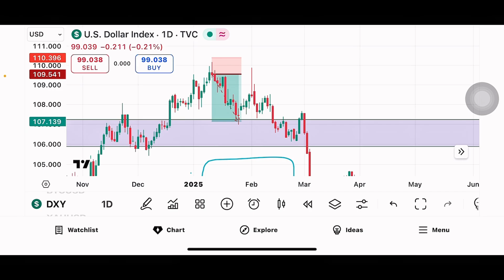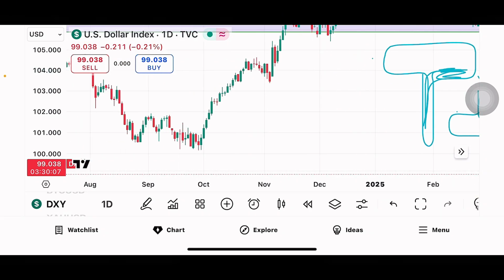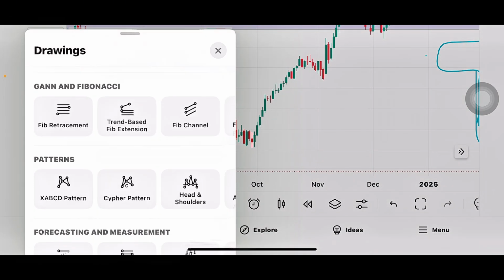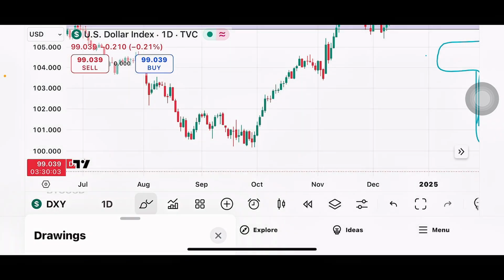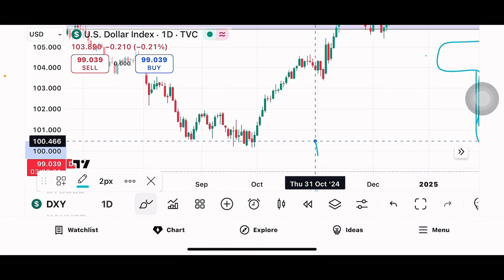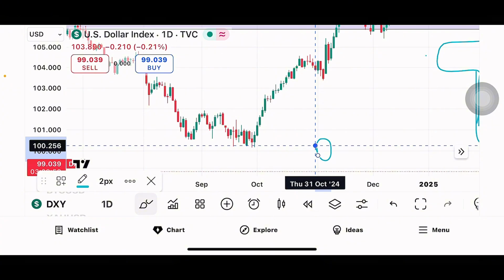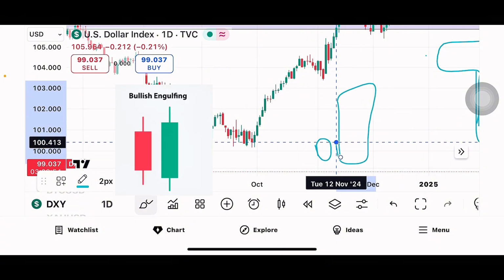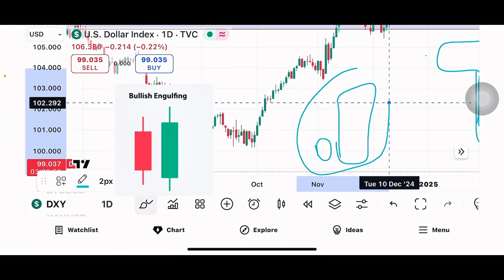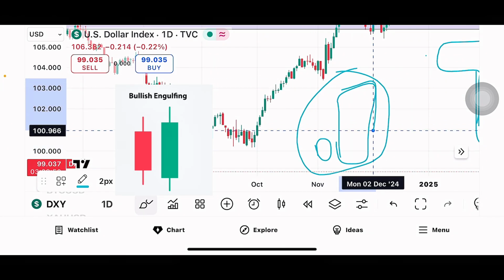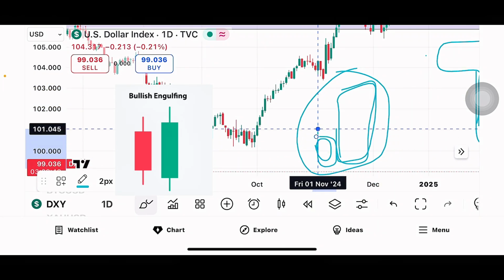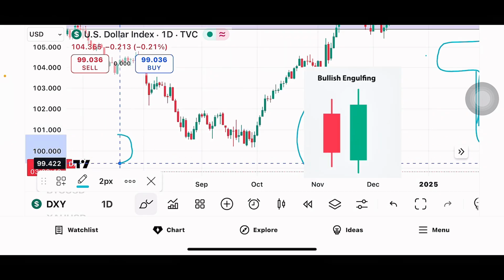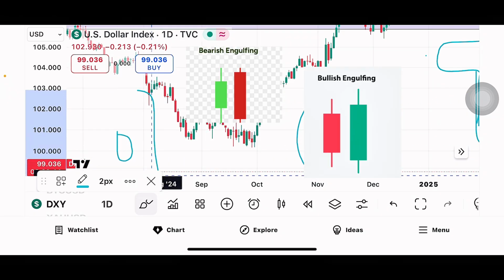Okay, so like I said, let's go quickly. The next one is the engulfing candle. The engulfing candle is a candle that covers the other candle. So the engulfing candle is usually like this. It's usually a small candle, and the engulfing candle will then cover that small candle. So it can be bullish engulfing, that means the blue one covers the red one, or it can be bearish engulfing, that means the red one covers the blue one.